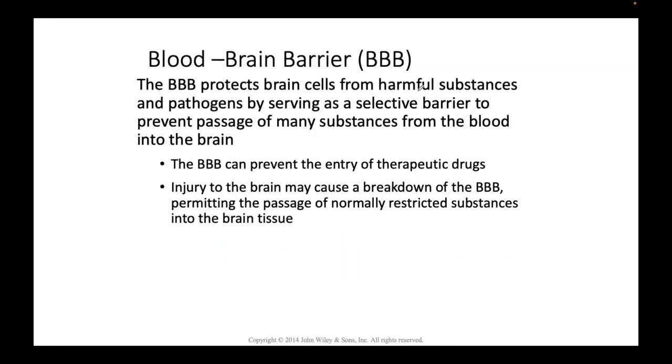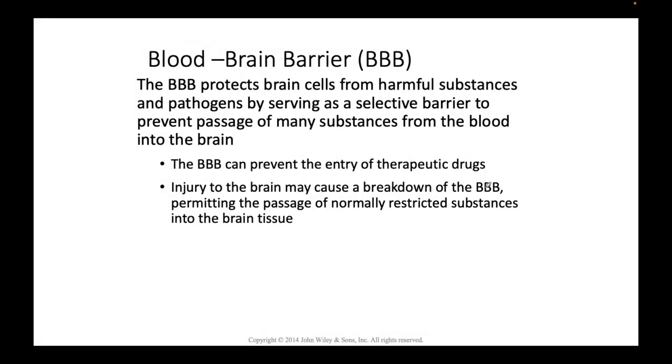And let's remember about the BBB, the blood-brain barrier. It protects the brain cells from harmful substances and pathogens, and it serves as a selective barrier to prevent passage of many substances from the blood into the brain. But that can be a problem because it can prevent the entry of therapeutic drugs. So they try to find tricky ways of getting therapeutic drugs into the brain by sometimes trying to disguise it in a high sugary solvent. They figure maybe if we can sneak it in with glucose, then we can get that drug into the brain.